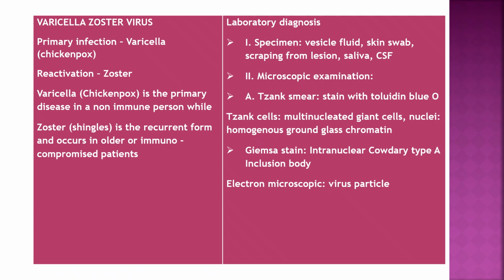Microscopic examination: Tzanck smear, stain with toluidine blue O. Tzanck cells are multinucleated giant cells, nuclei homogeneous, with ground glass chromatin. Giemsa stain shows intranuclear Cowdry type A inclusion body. Electron microscope: virus particle demonstration.